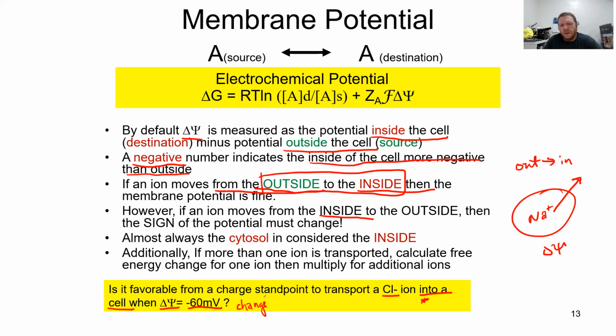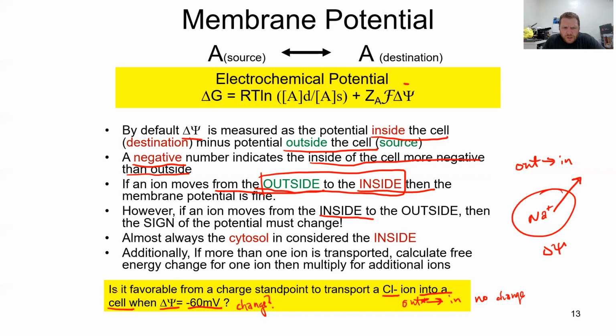I've got to write E and then a question mark. Do we change that? Well, let's see. If we're going from the outside in, so this would be outside to in, no change. So this delta psi would be a negative value.